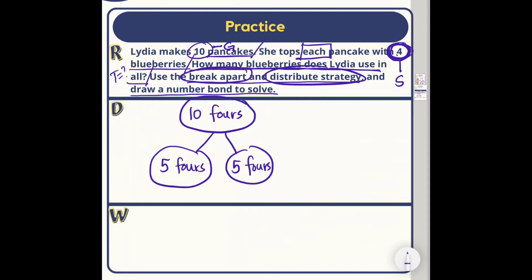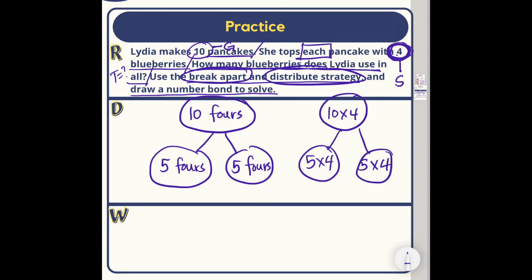Okay, so 10 fours is the same as 10 times 4. 5 fours is the same as 5 times 4, and it's the same thing since we have both 5 fours. So now, boys and girls, I'm going to use my commutative property on this one. Instead of skip counting by 4 5 times, I can just skip count by 5 4 times. 5, 10, 15, 20. 20 plus 20 equals 40.